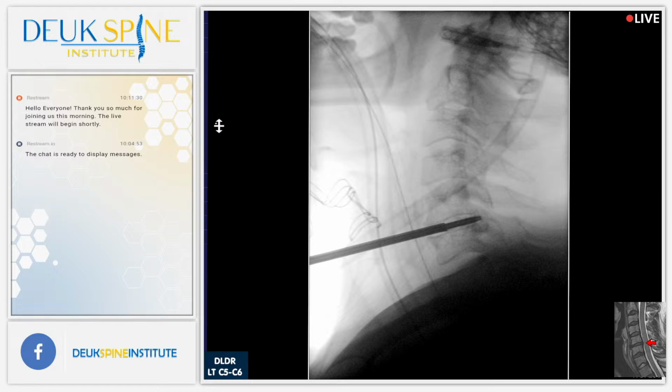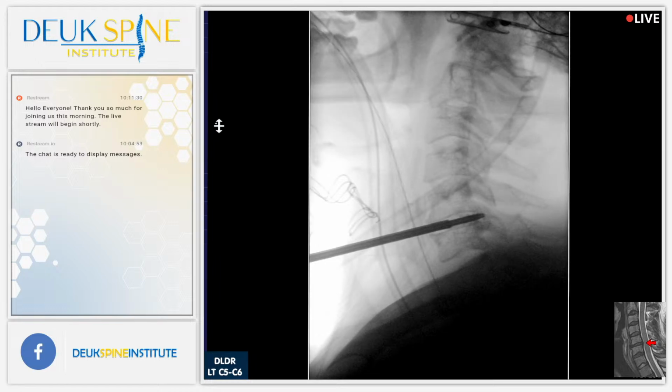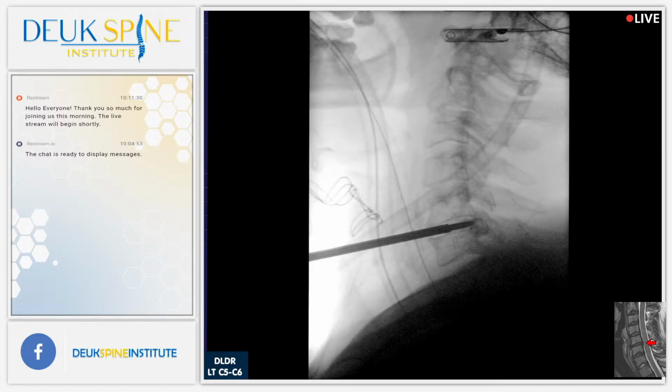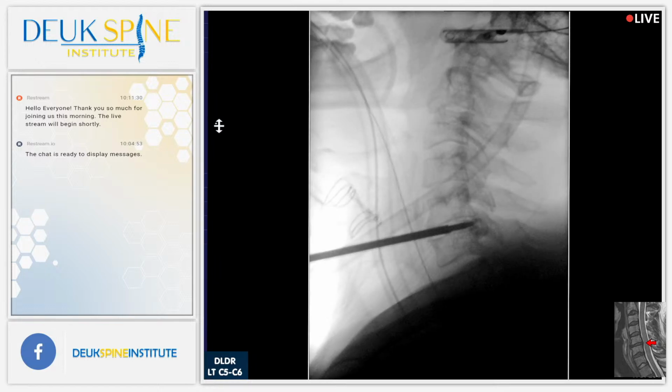Luis, too much? Yeah, I'm going to bring the dilator back. That's why you got to always watch the dilator, because you don't want to advance it into the spinal cord. That would be very bad.